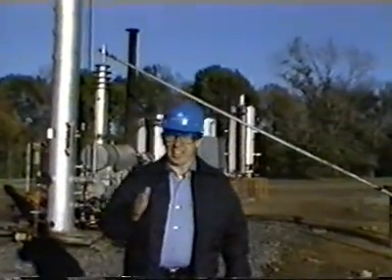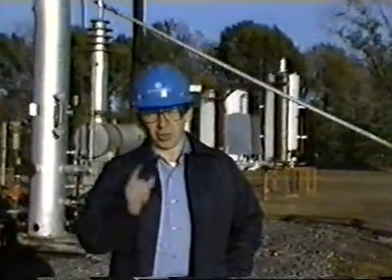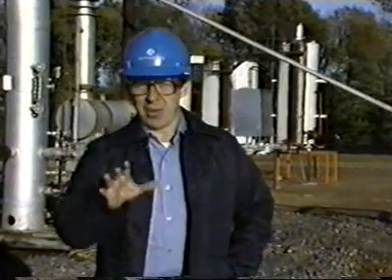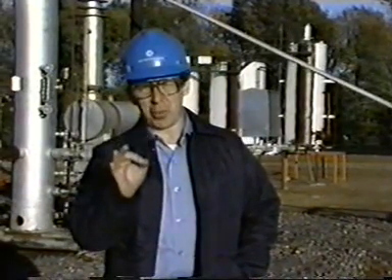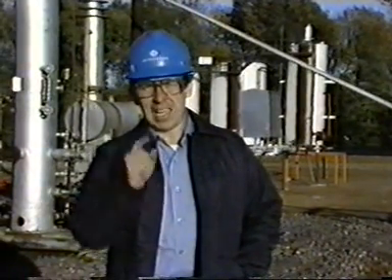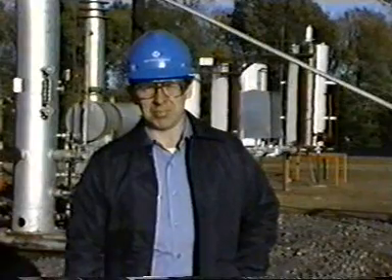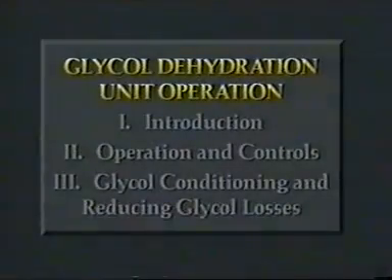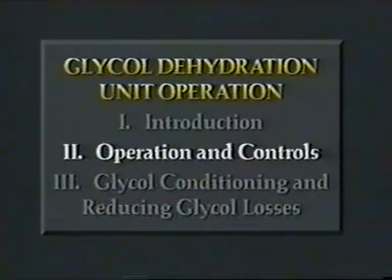Well, I think you have a good idea of the process variables for glycol dehydration. Now in this section, we'll see how to operate the glycol dehydration system and how to control the process. This is the second section of a three-section module on glycol dehydration unit operation. In this section, we'll look at the individual components that make up the glycol dehydration unit. We'll also see how the components are all related to one another in the overall system.